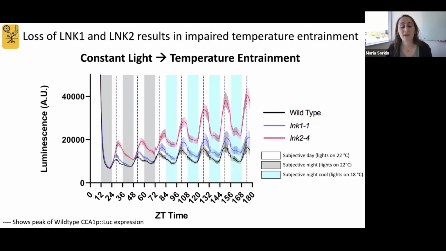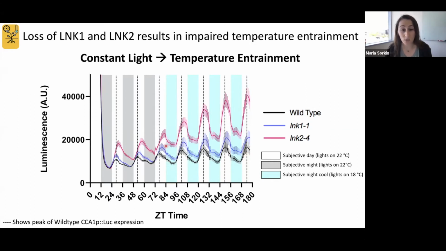When we supply these plants with a temperature entrainment cue, you can see that it takes several days for these plants to use this information to entrain their circadian clock. I'm going to first walk through link 2 in pink. Again, this peak is not overlapping with the wild type peak, indicating that it's not re-entraining to wild type rhythms. By the end of the experiment, you can finally see that link 2 has realigned with wild type, but it took several days for it to get to that point.